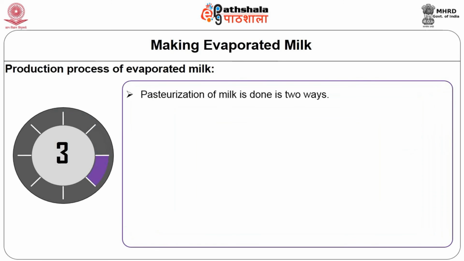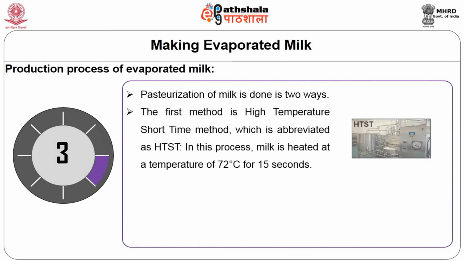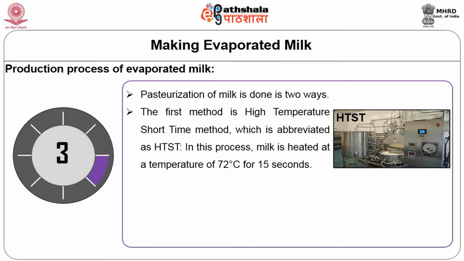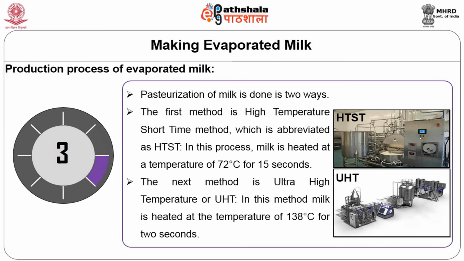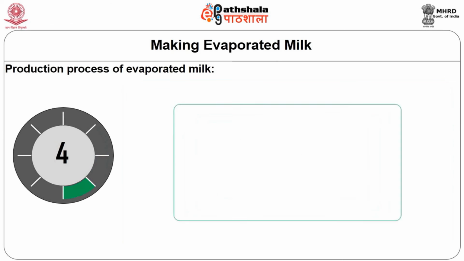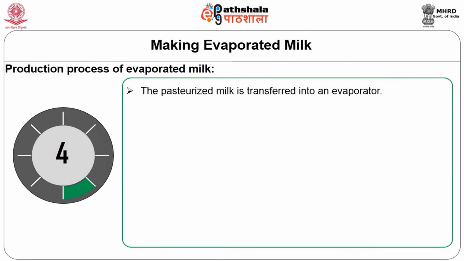Pasteurization of milk is done in two ways. The first method is high temperature short time method, which is abbreviated as HTST. In this process, milk is heated at a temperature of 72 degrees centigrade for 15 seconds. And the next method is ultra high temperature or UHT. In this method, milk is heated at the temperature of 138 degrees centigrade for 2 seconds. The pasteurized milk is transferred into an evaporator.